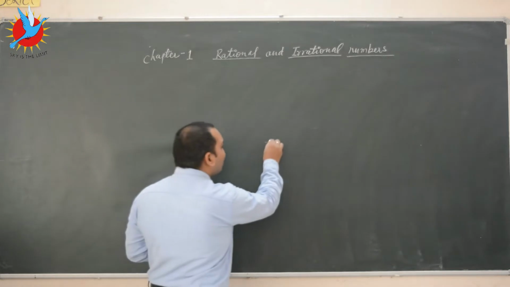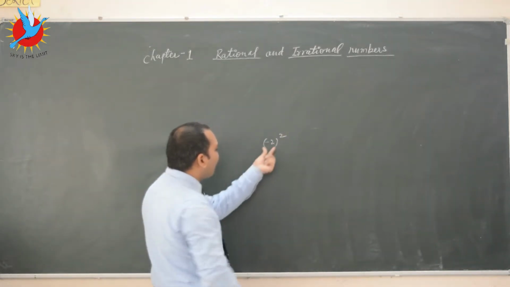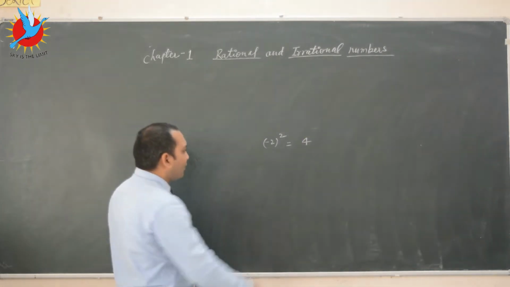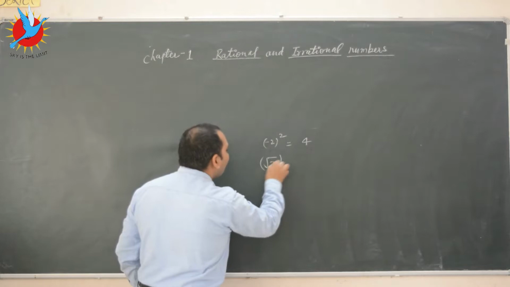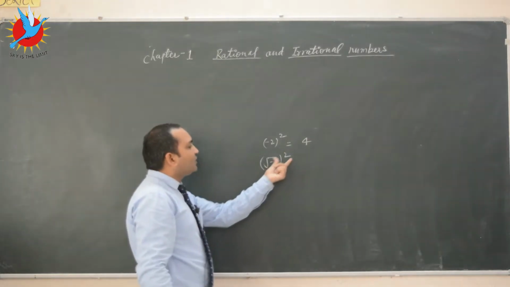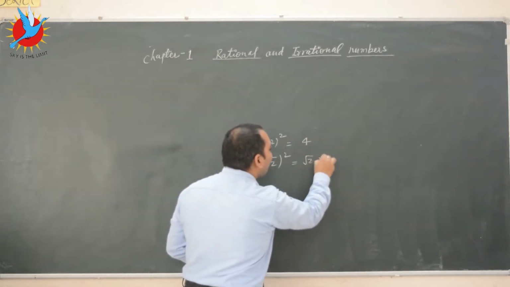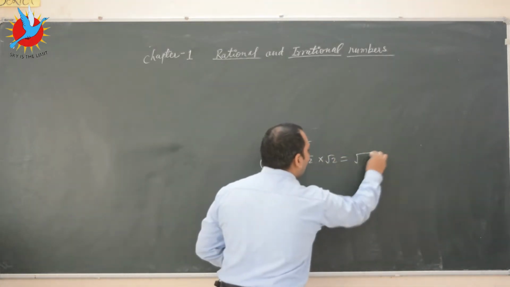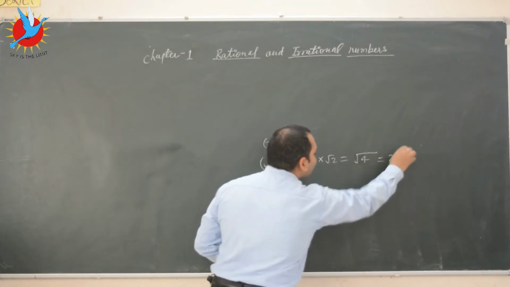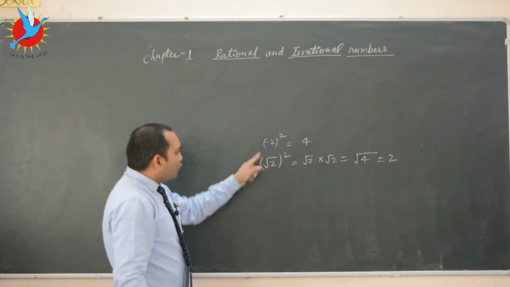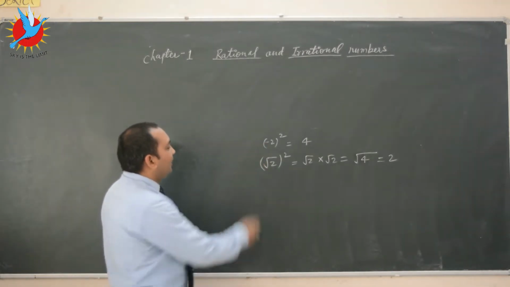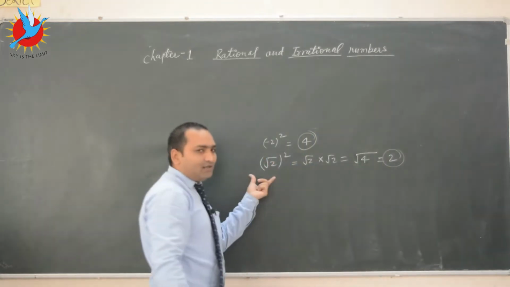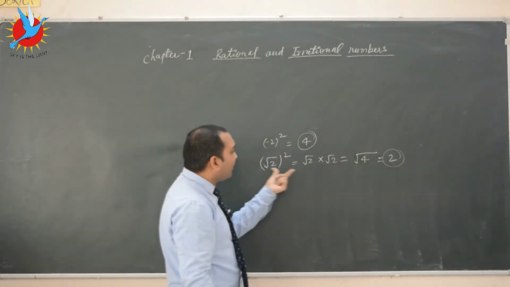Consider -2. The square of -2 is 4. What is the square of √2? √2 into √2 is equal to 2. So if the square of any number is a positive value, that is called a real number.